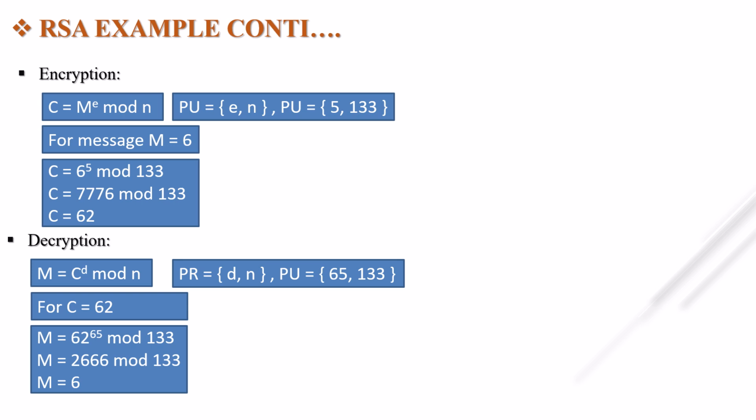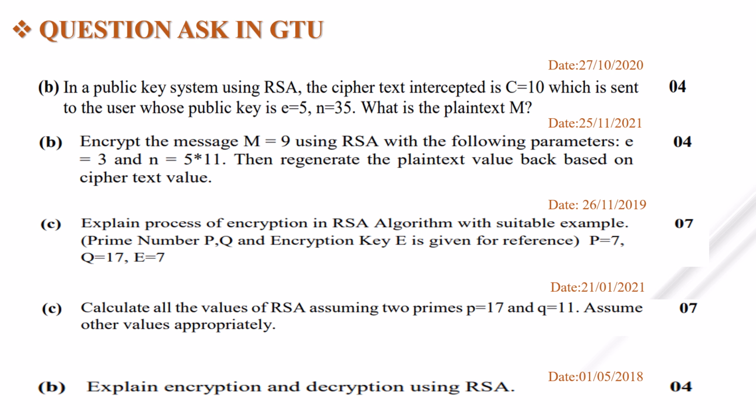So in the examination, please keep in mind the message must be an integer. Don't take any string or any sentence to encrypt as the message. Okay. So these are questions that were already asked in examinations. The first question is: in a public key system using RSA, the ciphertext intercepted is C equal to 10, which is sent to the user whose public key is e equal to 5 and n equal to 35. Now what is the plain text? You have to find the plain text. Second, third, fourth, fifth, all the questions are asked in 7 and 4.